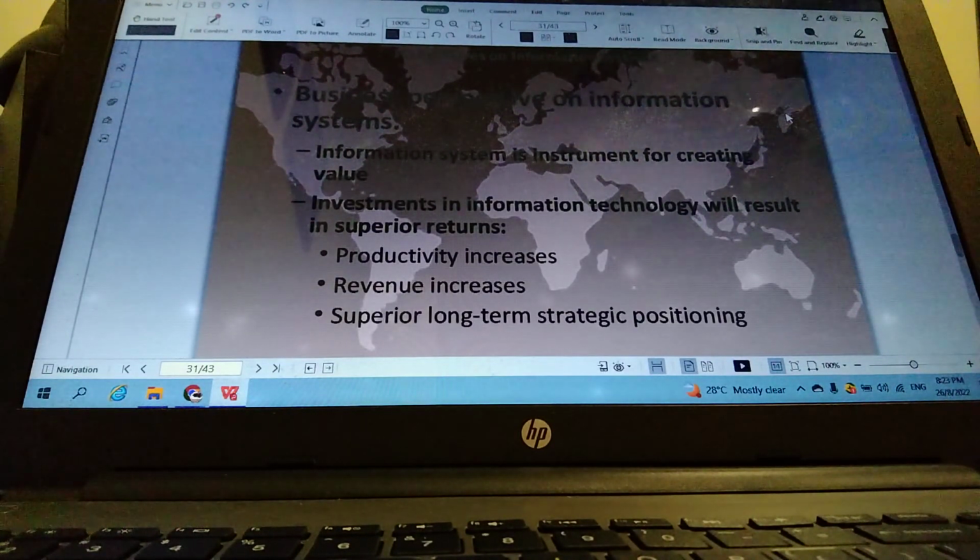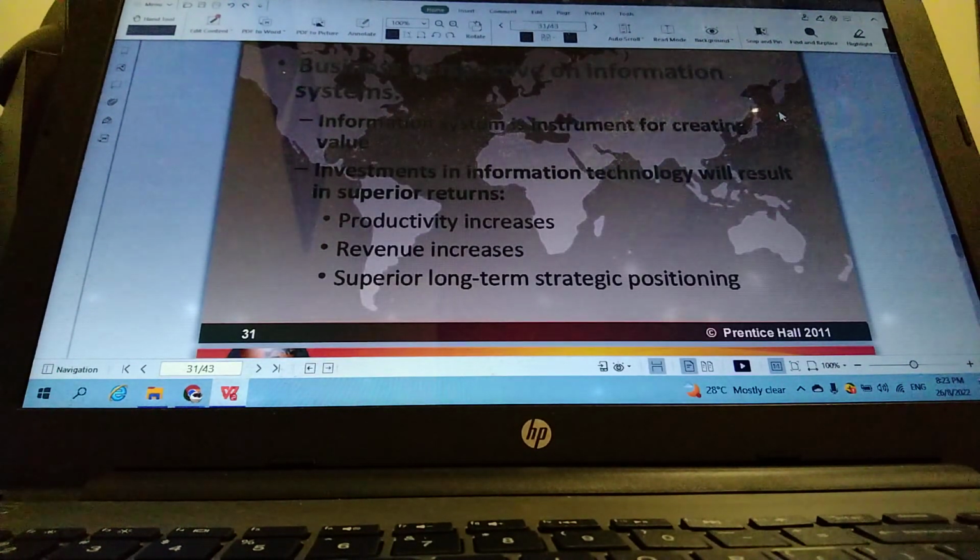All right, next slide, what you have is basically business perspective on information system. As we know, IT system is so critical, and it is an instrument for creating value in that particular company. So investment in IT will result in superior returns. That is what is happening today, and we have many data and facts to help us to understand better.